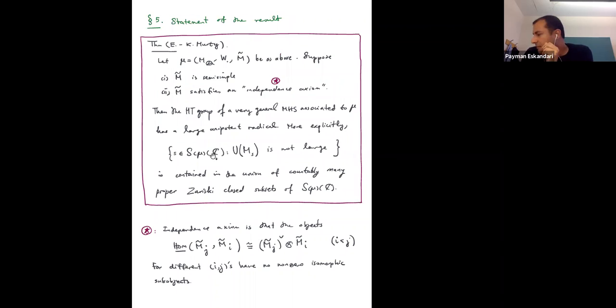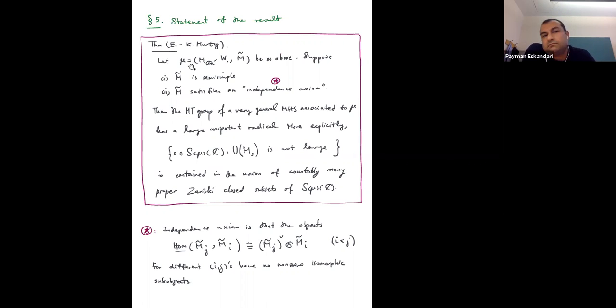Okay, so going back to the question that we had: do most mixed Hodge structures have a large unipotent radical? So this is the result. This is the answer to that question. This is with Kumar.